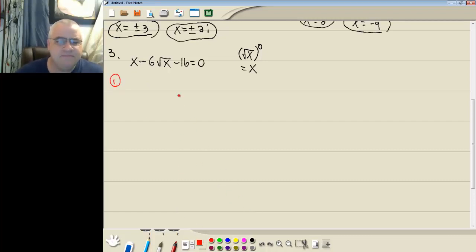Step 1. Let the middle part be equal to u, and the first part be equal to u squared. So this becomes u² - 6u - 16 = 0. Step 2, solve for u. Now this is again the PST method. And factors as (u - 8)(u + 2) = 0.